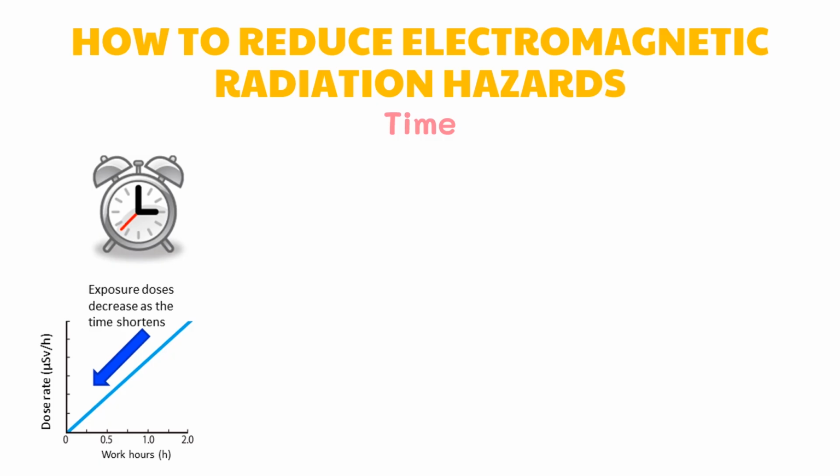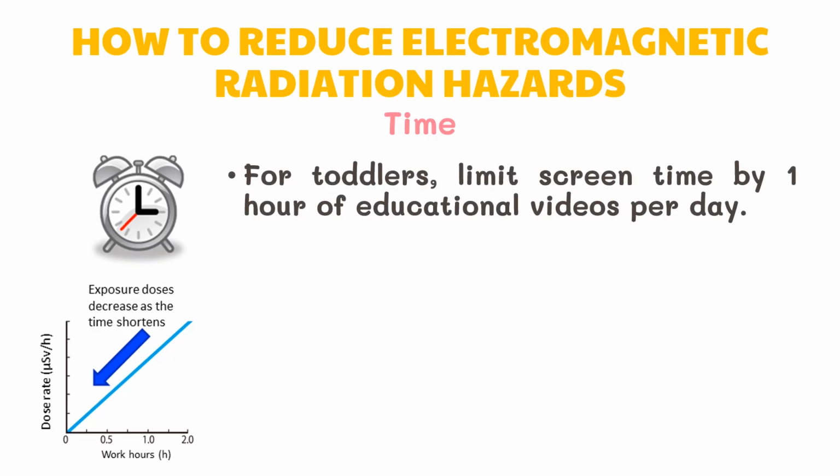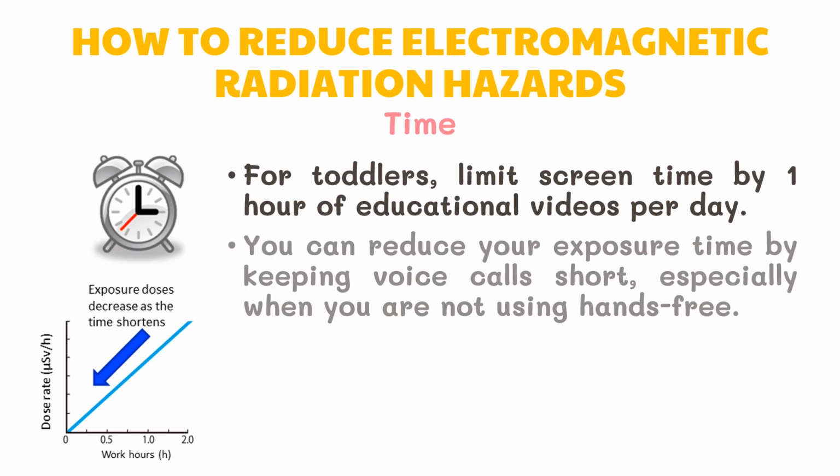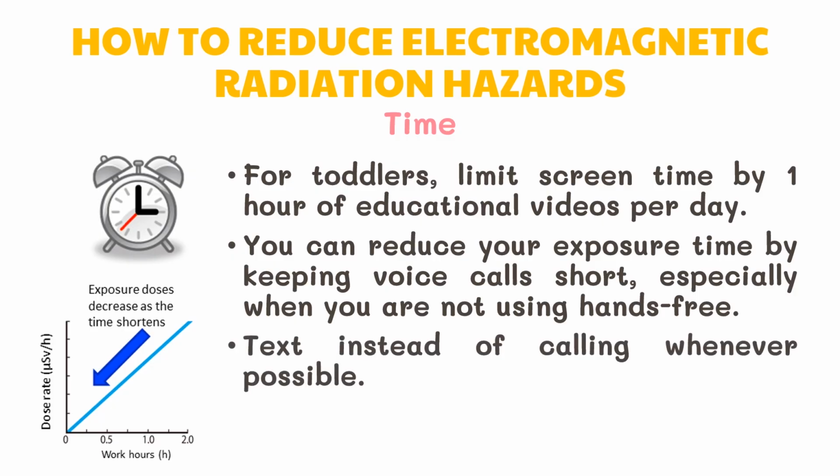For toddlers, limit screen time to 1 hour of educational videos per day. You can reduce your exposure time by keeping voice calls short, especially when you are not using hands-free. Text instead of calling whenever possible.